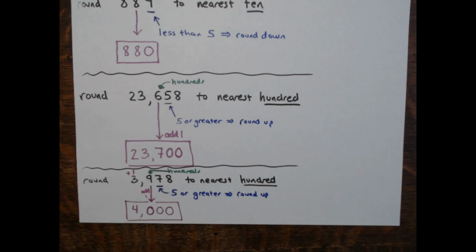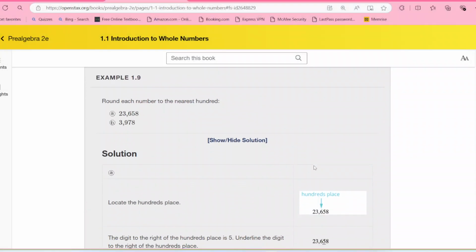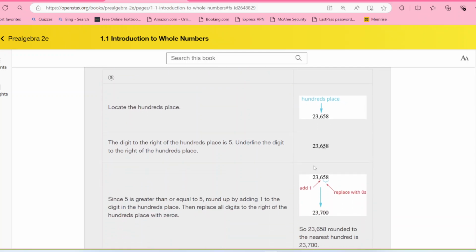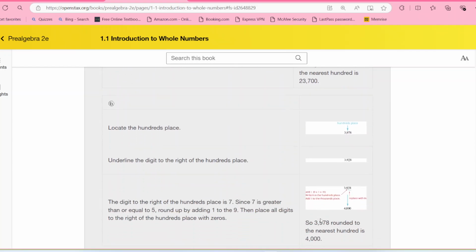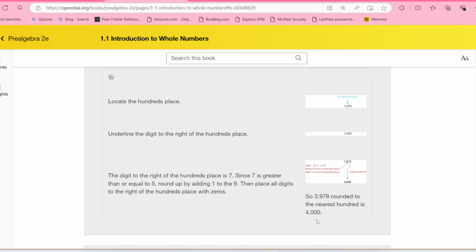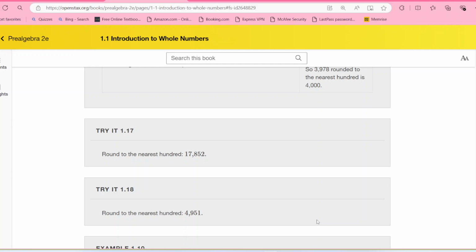Okay. Again, let's check it out and look at their solution here. Right, part A, they do all the same steps, right? Rounds to 23,700, exactly what I had. Part B rounds to 4,000, exactly what I had. Beautiful. All right, so let's do the nearest 100 a couple more times. Okay, so the try it 1.17.